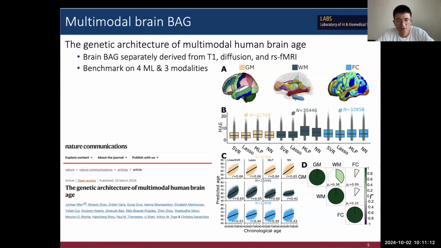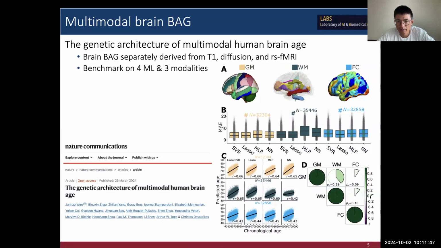The 4 machine learning models included 2 linear models, the linear SVR and the lasso, and 2 nonlinear networks, the vanilla multi-layer perceptron and the deep neural network. But just to emphasize here, we used low-dimensional features based on a brain atlas. We didn't use the voxel-wise image, which could probably achieve a better MAE. But as I mentioned earlier, a lower MAE does not necessarily mean higher prediction power across domains.